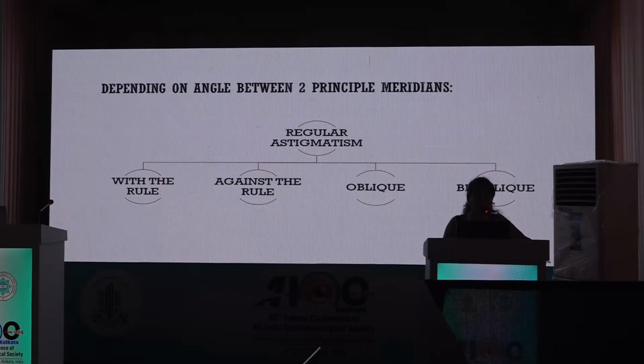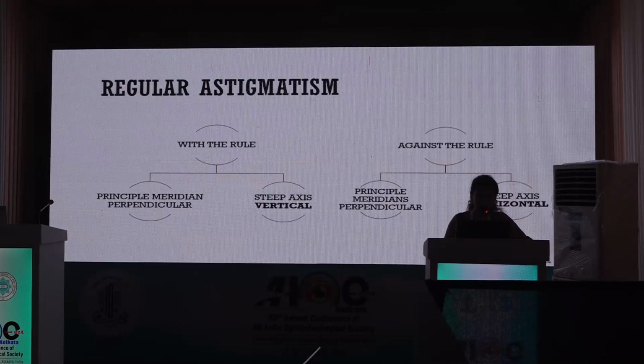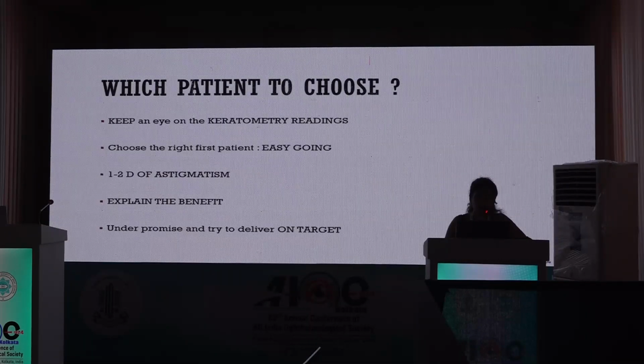First, the most important thing to remember is that it is regular astigmatism. It is the angle between the two principal meridians when they are perpendicular. So with the rule, against the rule, oblique and bioblique, that is the definition. Here we are dealing with regular astigmatism. With the rule means your steep axis is vertical, and against the rule means the steep axis is horizontal. These are the two criteria which you need to remember.